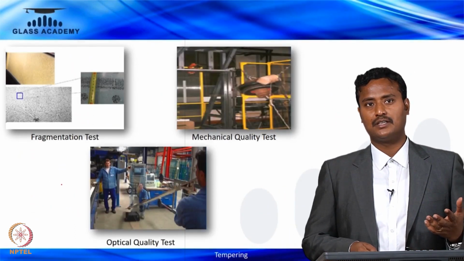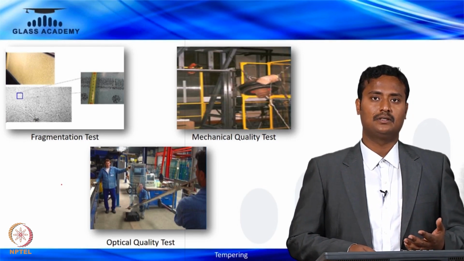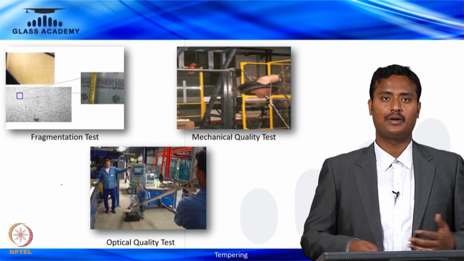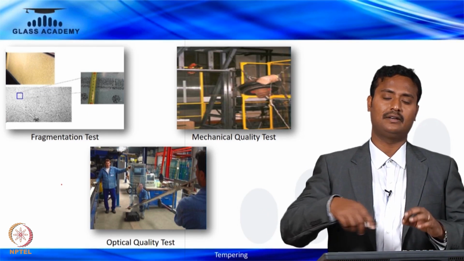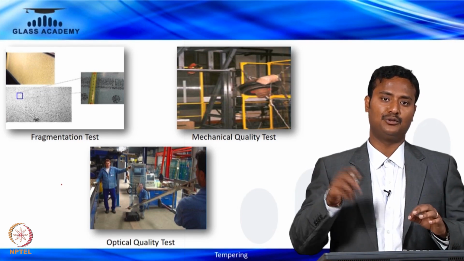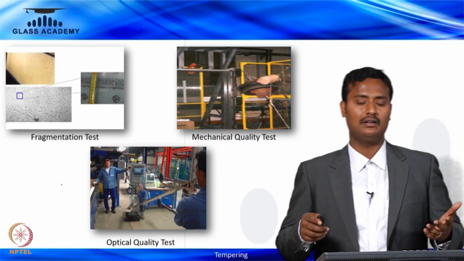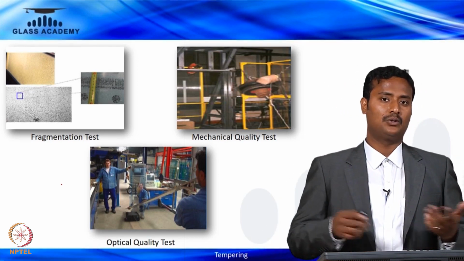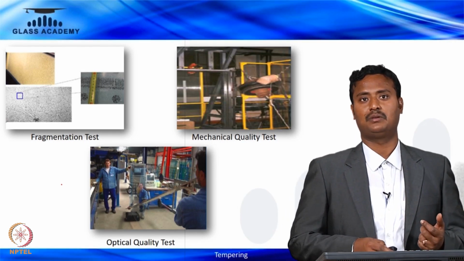Then the fragmentation test, which you all know about. As per EN 12150, we take a 360 by 1100 mm piece, mark 50 by 50 mm at the center, break it, and count the particles in that area. If there are more than 40 particles, your tempering process passes for architectural applications.